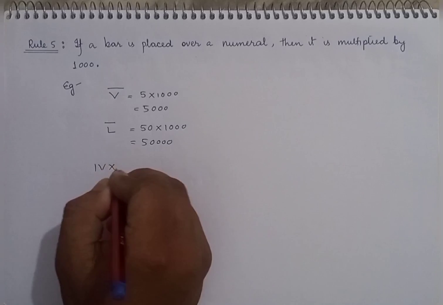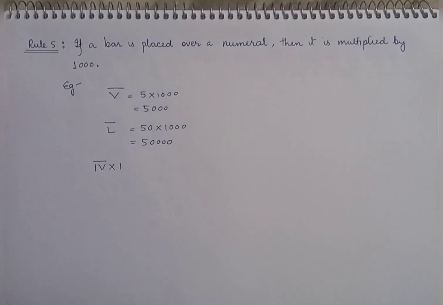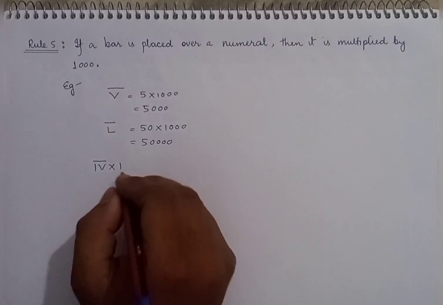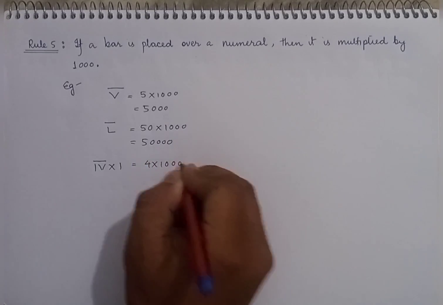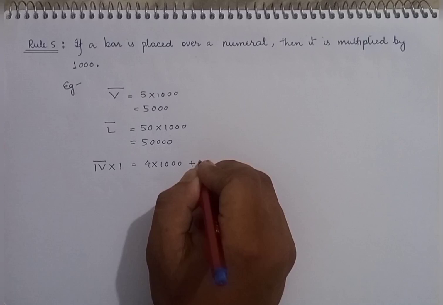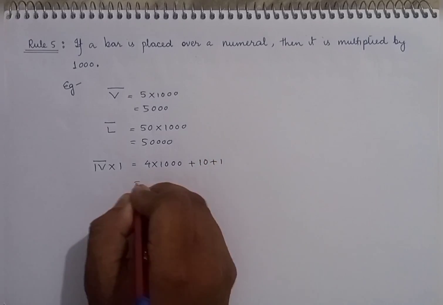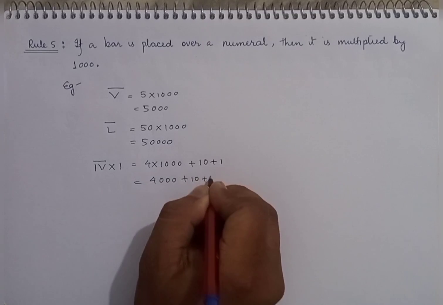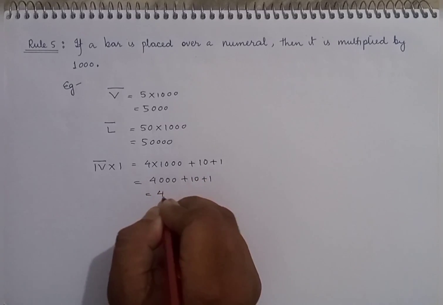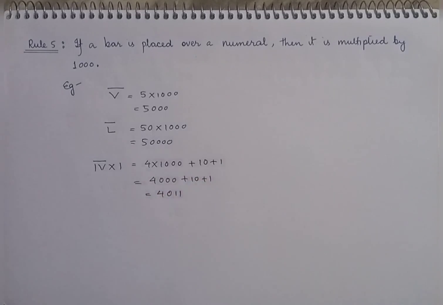IV XI. There is a bar over I and V. 4 into 1000 plus 10 plus 1. 4011. So the answer is 4011.